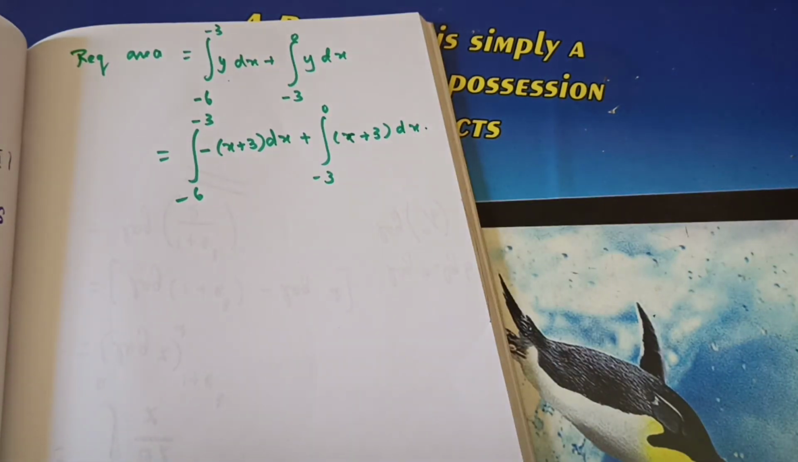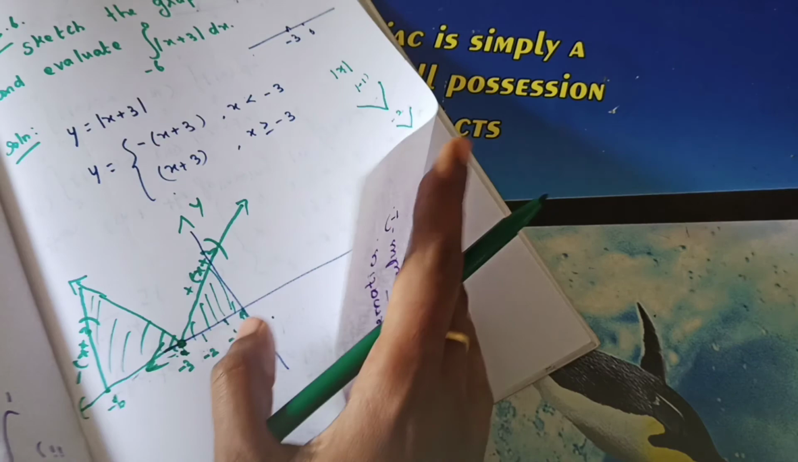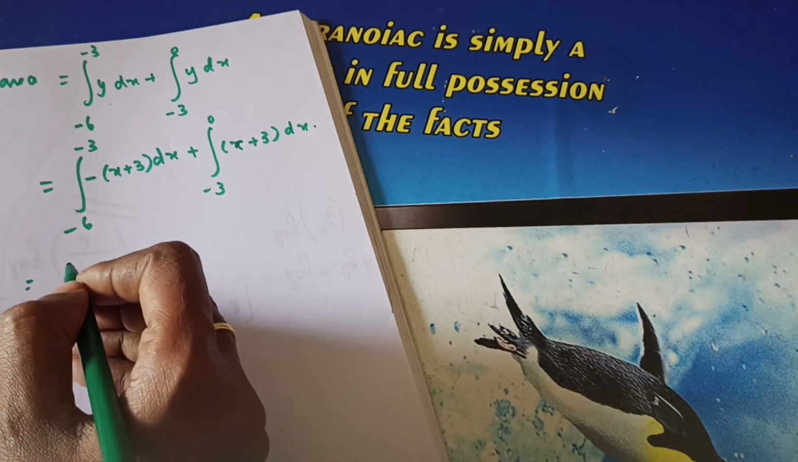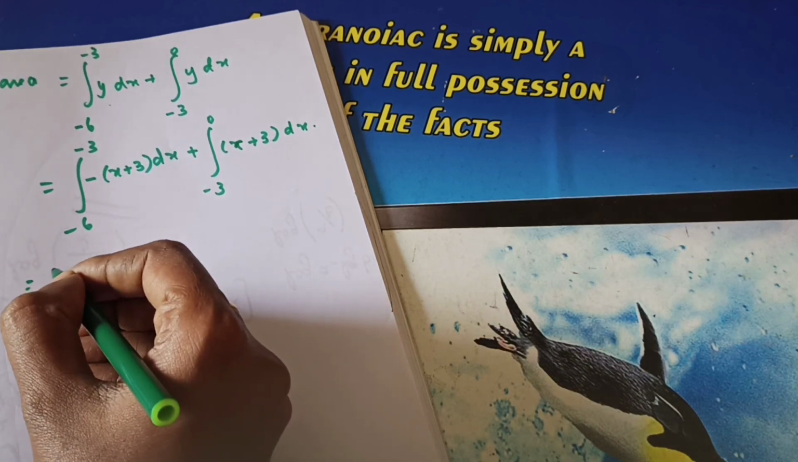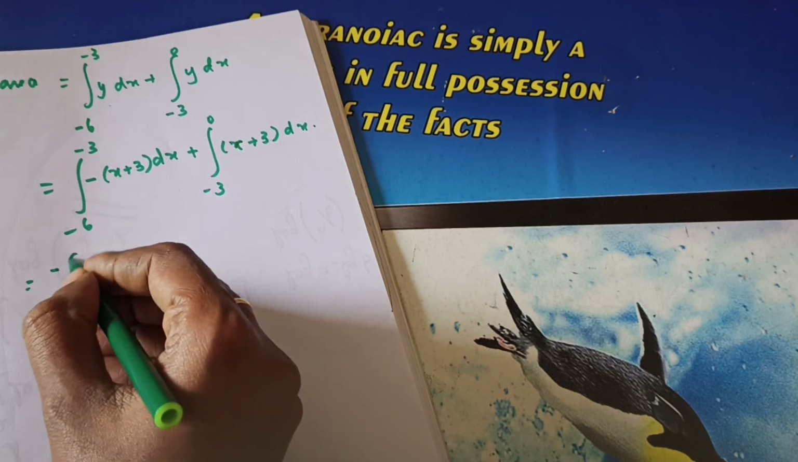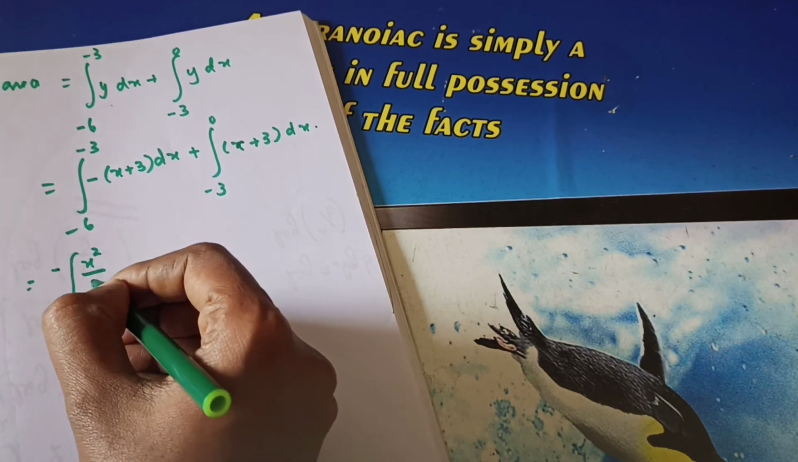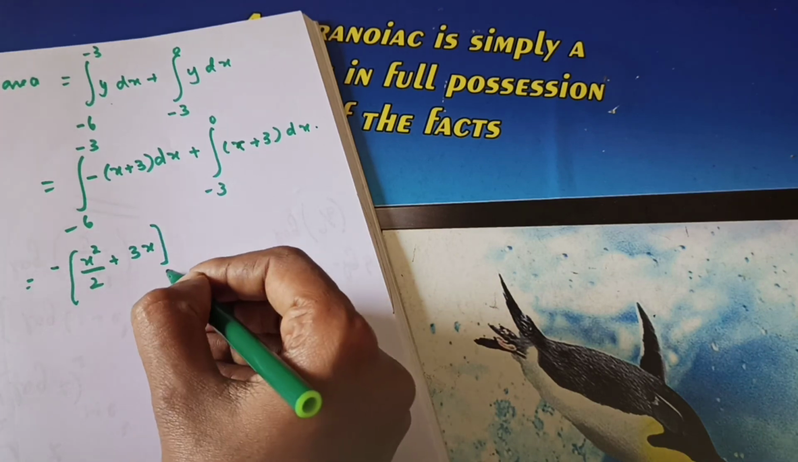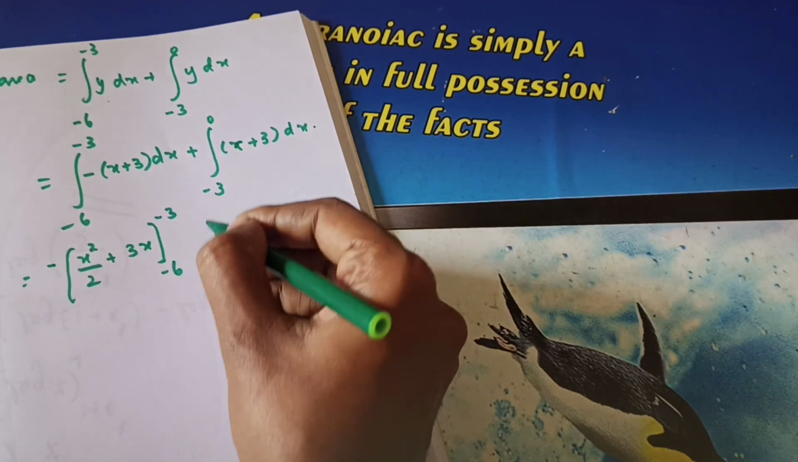Understand all of you? So the first one is less than, is it right? Less than, that you can find out from the diagram only. It is less than minus 3, and the other is greater than minus 3, so one is minus and the other is plus. So that's equal to, now you can integrate. When you are integrating, what will happen? Minus, you can keep it outside and integrate. So x square by 2 plus 3x. The limit is from minus 6 to minus 3.